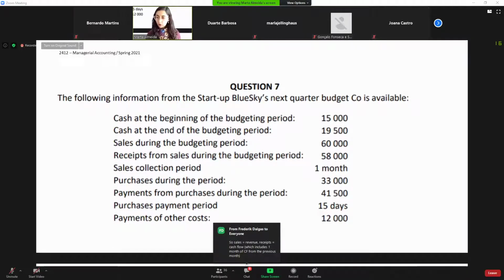So I have here a comment from Frederick. Let me read. Sales equals revenues and receipts equal cash flow. Yep. So when we talk about sales, it's the sales revenues that we have in the income statement. And when we talk about receipts, it's about the cash flow that we find in the cash flow statement. Very good. Now, who can tell me how much is the amount of receivables at the end of the period?